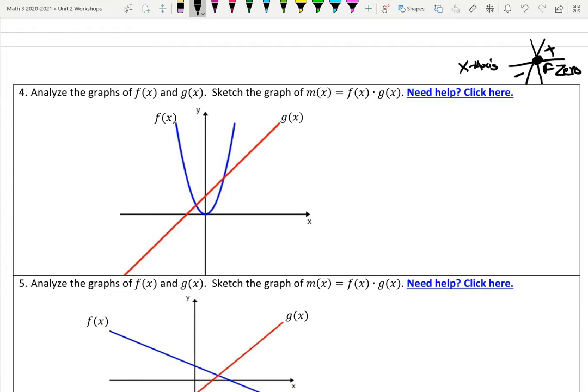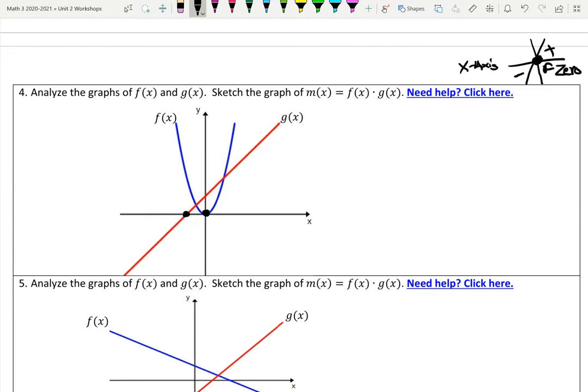It's 0. So in order to sketch this without technology, because I didn't give you the equation, you're going to just look at the zeros of the graph. G of x has an x-intercept that's some negative number. F of x, it's going to have an x-intercept right here. Okay. What I'm going to have to do now is multiply and look at the behavior of the graph.